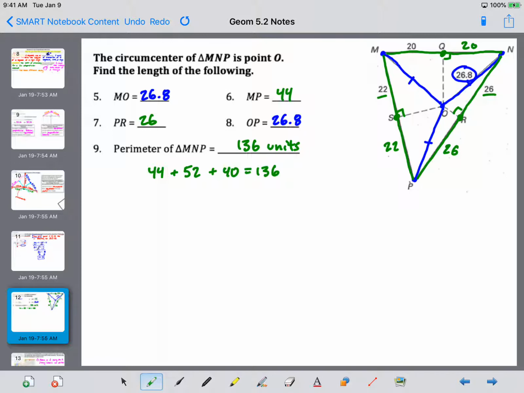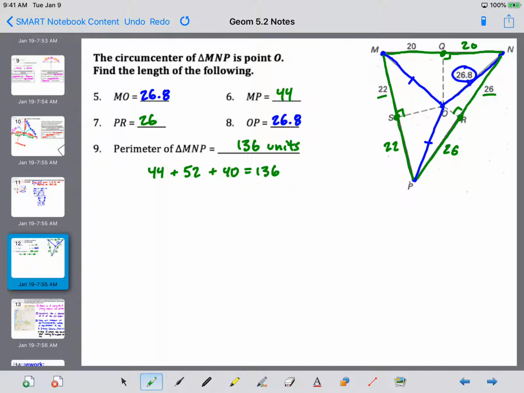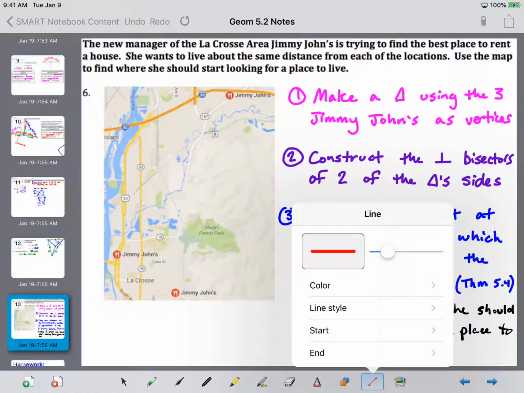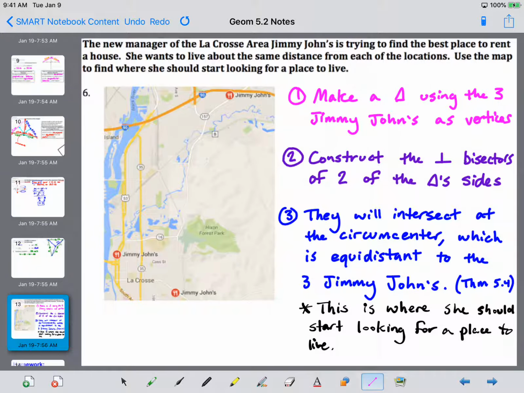Okay, let's look at our last example for today. This one is a word problem. And it says, the new manager of La Crosse area Jimmy John's is trying to find the best place to rent a house. She wants to live about the same distance from each of the locations. Use the map to find where she should start looking for a place to live. Okay, so the first thing that I'd like you to do is just pause the video and then write down these three steps. So when you look back in your notes, you know what you did to solve this problem.